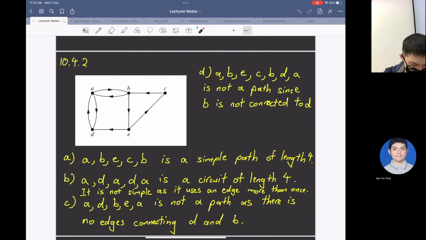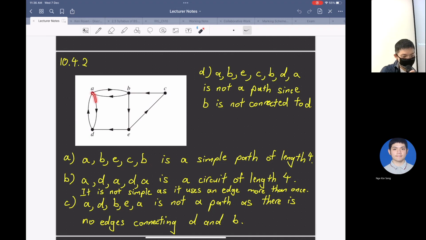So 10.4.2, you are given four sequences of vertices, and then check whether each is a path or not. You don't know whether it's a path or not, so you check. A, B, E, C, B, okay, correct. A, B, C, B, okay, is a simple path of length 4 because you can combine them.